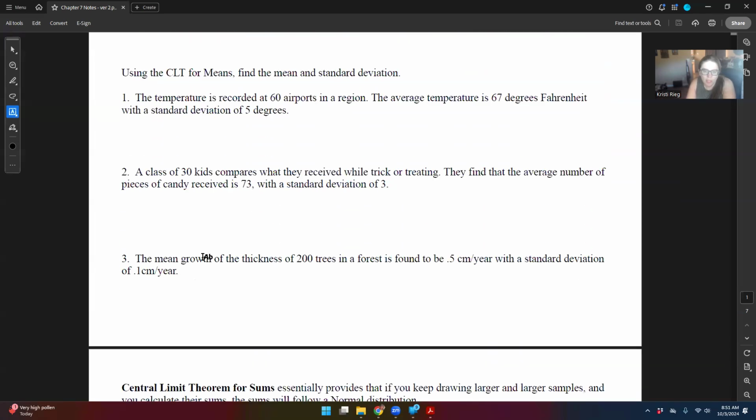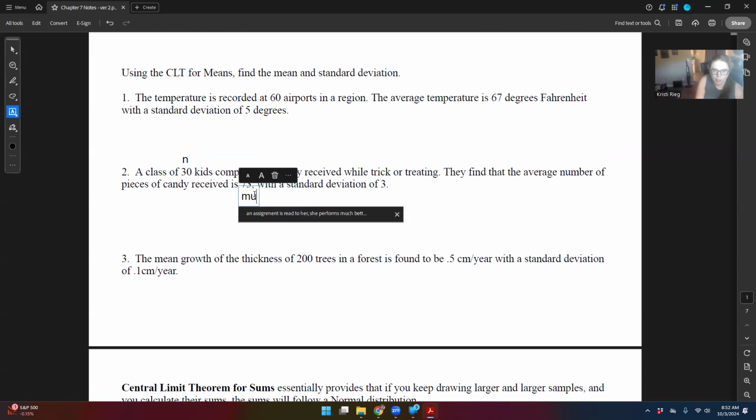So number 2 says a class of 30 kids compares what they receive while trick-or-treating. They find that the average number, so average is mean, is 73, and the standard deviation is 3. So we know n is 30 because there's 30 kids in the class. So that's perfect, we have our 30. And then it says they receive the average number, so this is going to be our mu. And then a standard deviation of 3.